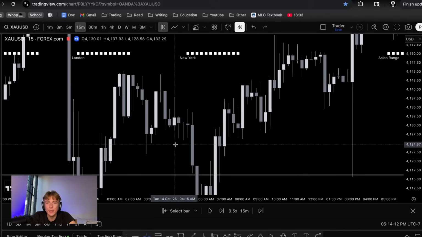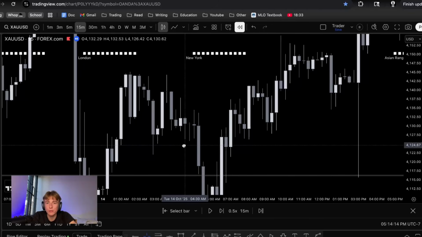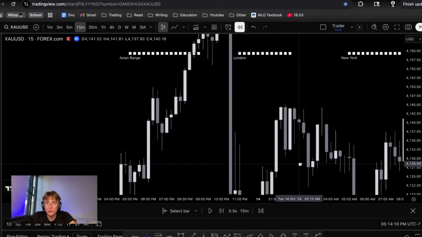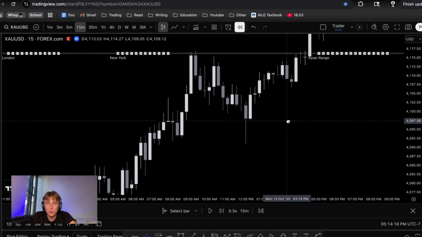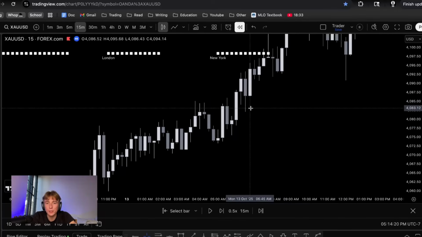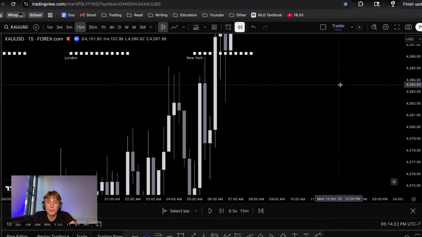Most of the time we do get that IFVG plus a fair value gap, but I kind of just want to show you guys so you know how to adapt when it doesn't have one. So here's an example.